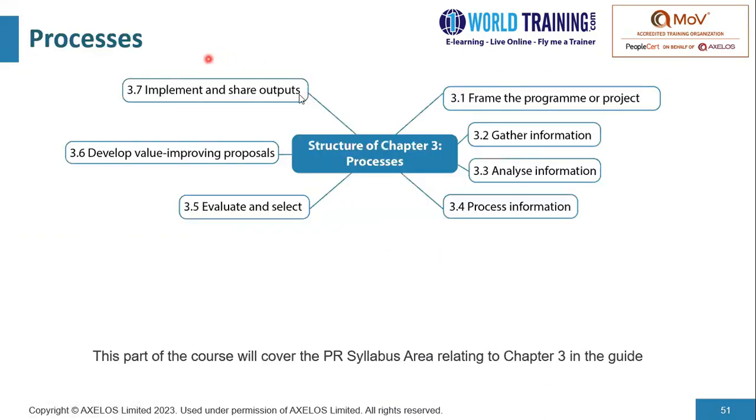So these are the 7 processes of management of value. Process number 1 is frame the program or project. Process number 2, gather information. Process number 3, analyze information. Process number 4, process information. Number 5, evaluate and select. Number 6, develop value improvement proposals. And number 7, implement and share outputs. So we'll kind of do a deep dive into each of the processes.